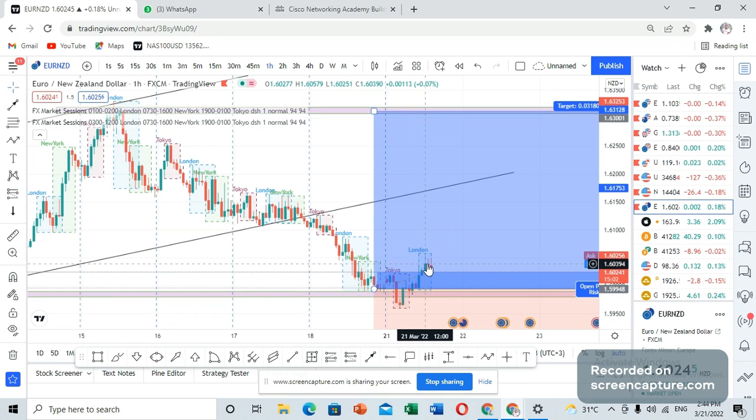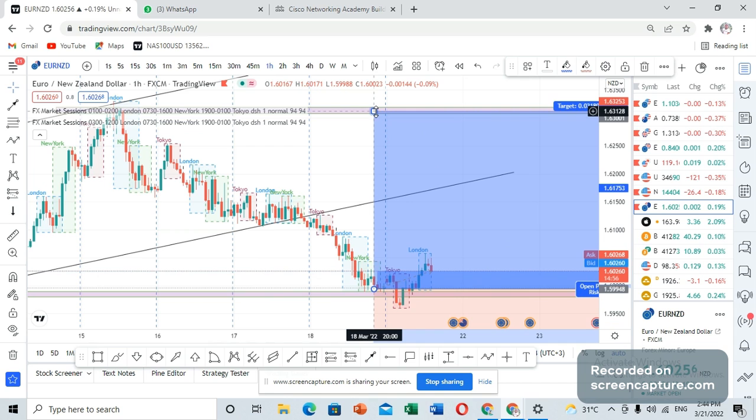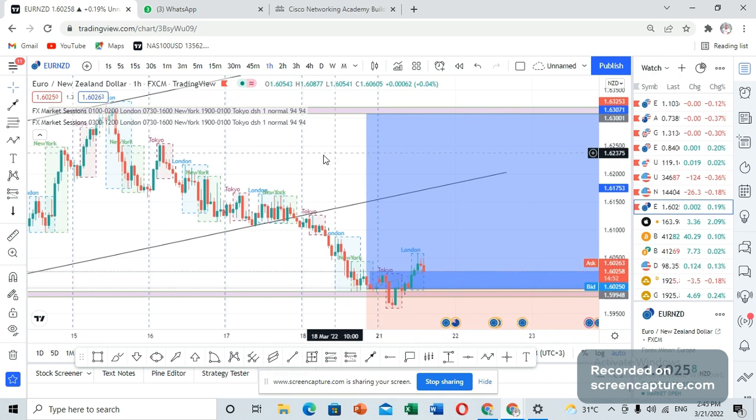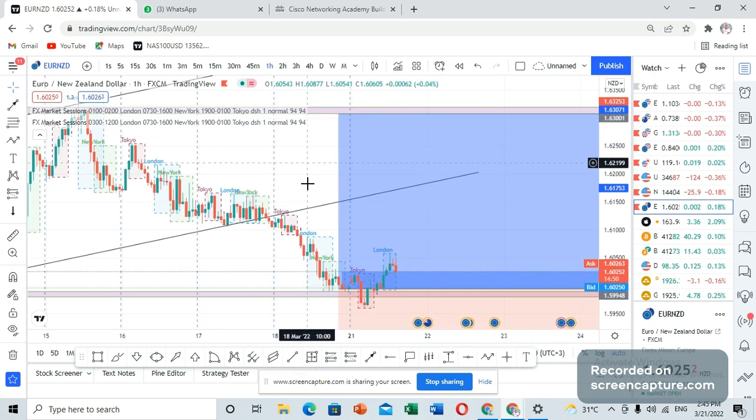So you can see, I'm looking forward to the market rising high to these particular levels here. But in the meantime, it is just a matter of being patient and allowing the market.